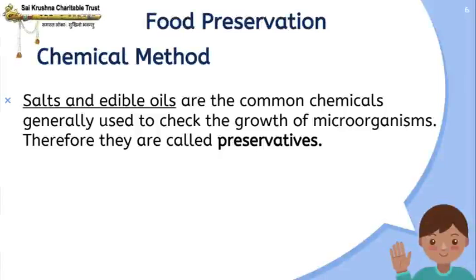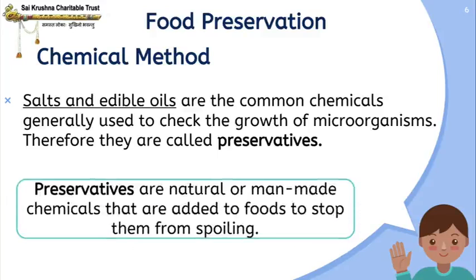Let us look at the chemical methods of food preservation. Salts and edible oils are the common chemicals generally used to check the growth of microorganisms. Therefore, they are called preservatives. What are preservatives? Preservatives are natural or man-made chemicals that are added to food to stop them from spoiling. In order to stop the food from spoiling, we add preservatives.